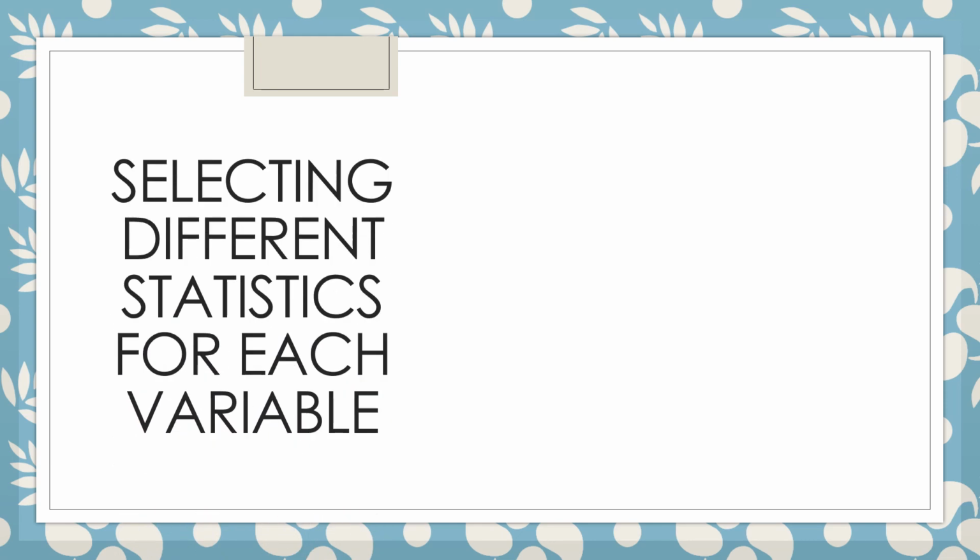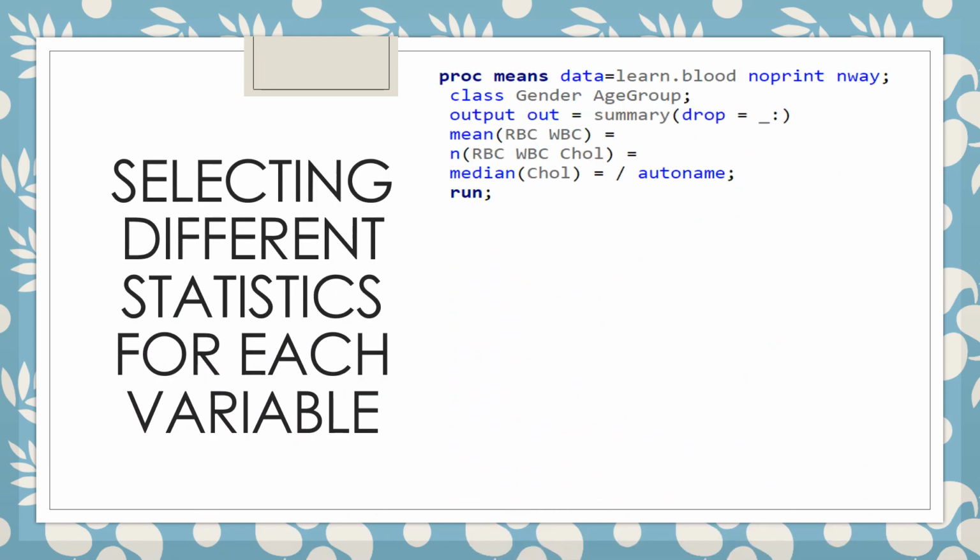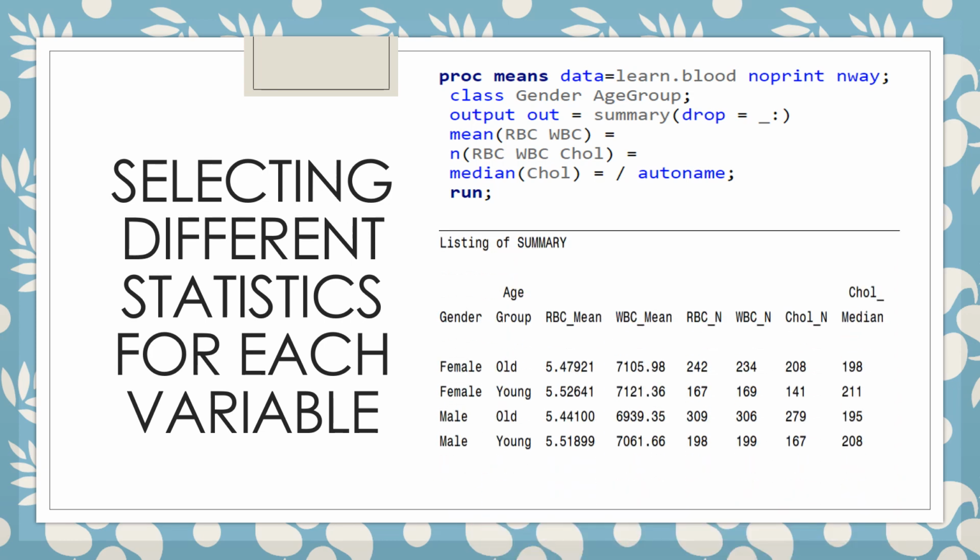There is an alternate way of selecting which variables and statistics you want in your summary dataset. I have added several new features in this program. Each statistics keyword is followed, in a set of parentheses, by a list of variables for which you want to compute these statistics. For example, this program computes the mean for RBC and WBC, the number of non-missing values for all three variables, which are RBC, WBC, and cholesterol, and the median of cholesterol.